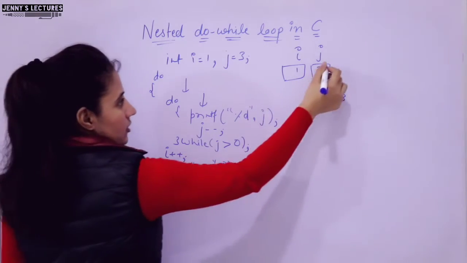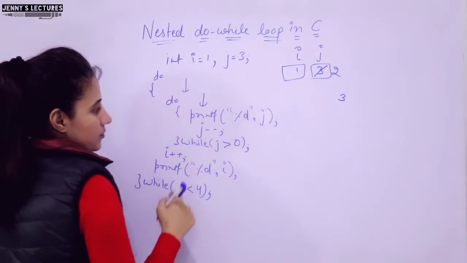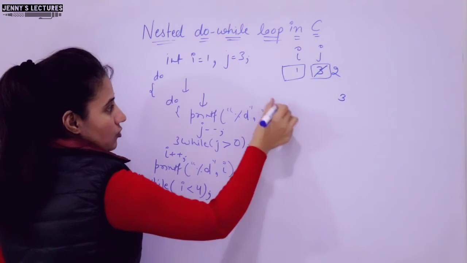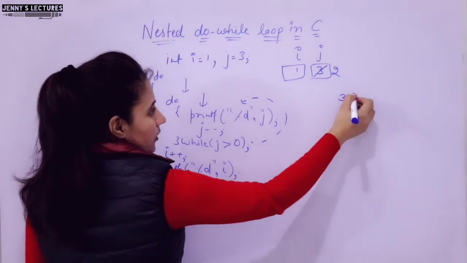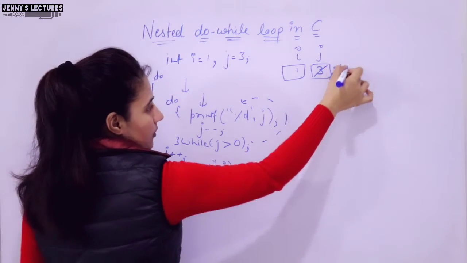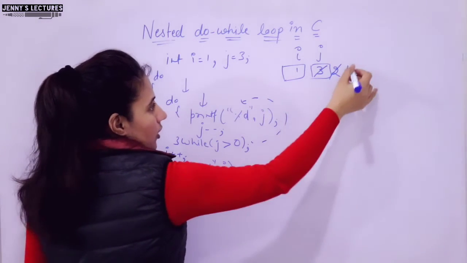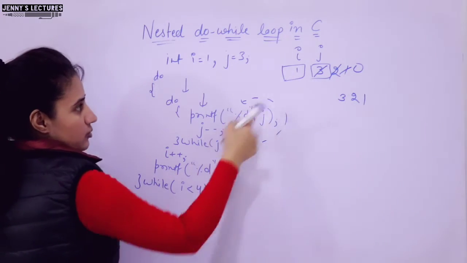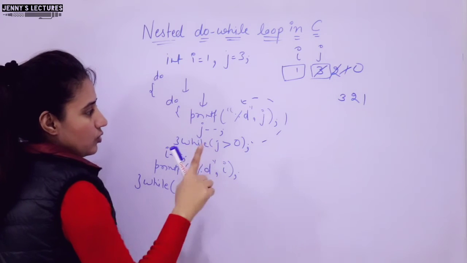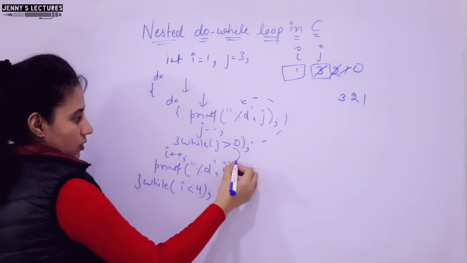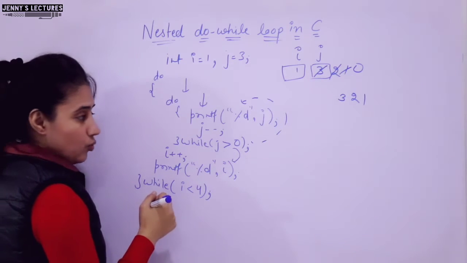Now j minus minus. Now j becomes what? 2. Is this condition true? Greater than 0? Yes, the condition is true. Again control will enter here. Again it would print the value of j and j minus minus. Now it becomes 1. Condition true? Yes. Enter again. Print 1, then j minus minus gives 0. Now see, j greater than 0? No. Now the condition is not true. Now what happens? Control will go out of this inner do while loop.